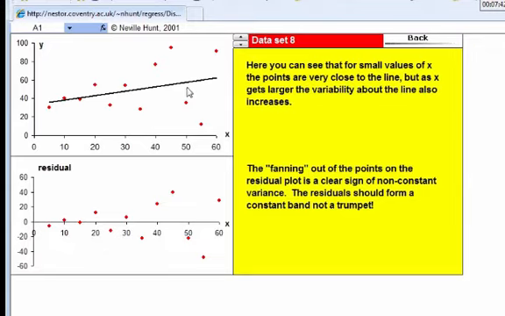Here we see that for the small values of x, the points are closer to the line, whereas for the big values of x, they're further apart. The fanning out of points on a residual plot is a clear sign of non-consistent variance. The residuals should form a constant band and not that trumpet shape where it's going out at the end.